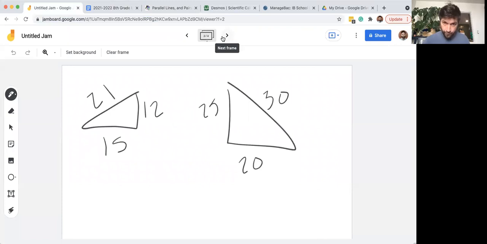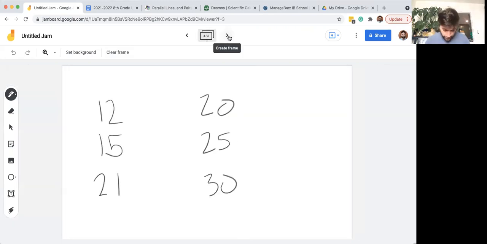So how are we going to do that? Well, the first thing I would do is list the sides of each triangle in order from smallest to largest. 12, 15, and 21. And then on the other triangle, 20, 25, and 30, okay? So what I'm trying to do when I'm proving they're proportional is prove that you can multiply the number on the left by the same thing every time to get the number on the right.